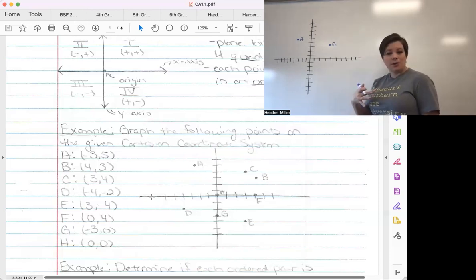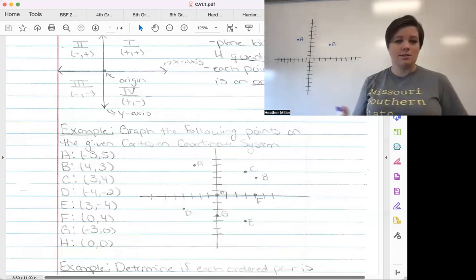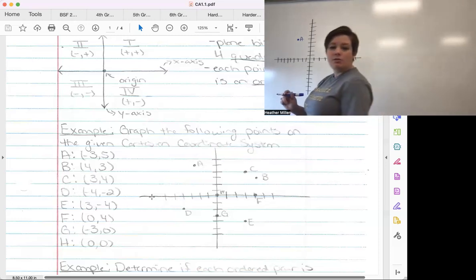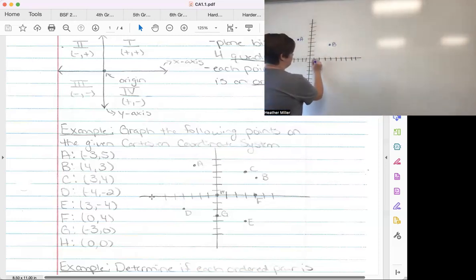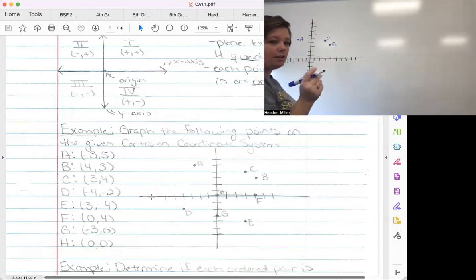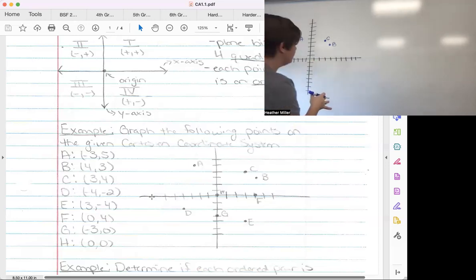So I'm going to keep going. I'm not going to pause as much on these because hopefully you're tracking with me. For C, we have 3, 4. So we're going to go over 3 and up 4 for point C. For D, we have -4, -2. So both of these are negative, meaning we're in quadrant 3.